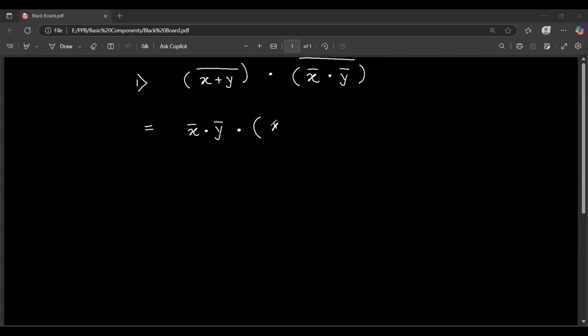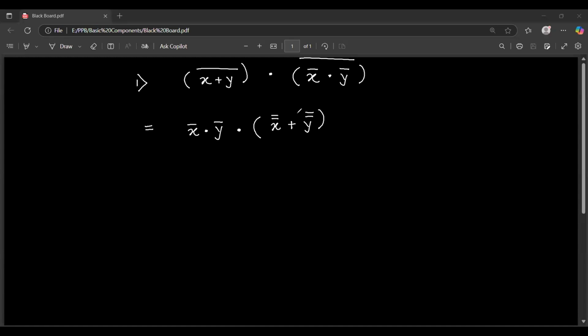So let's say we have a practice question like this. So how can we do this? Let's apply De Morgan's law here. So you will get x bar dot y bar dot. If I apply De Morgan's law here, what will I get? I'll get x double bar plus y double bar, according to De Morgan's law.